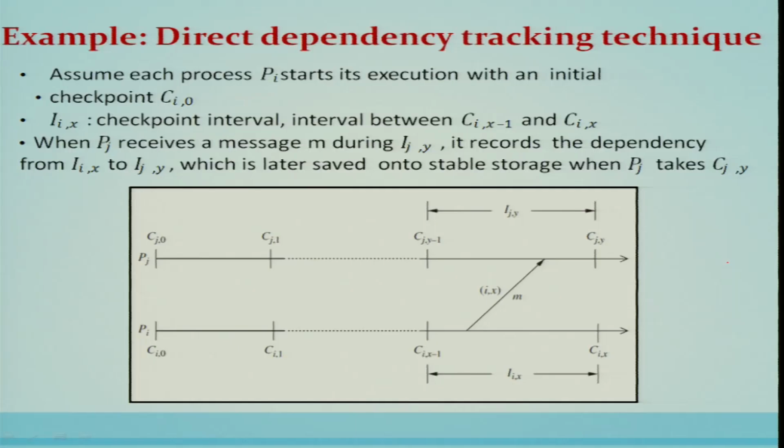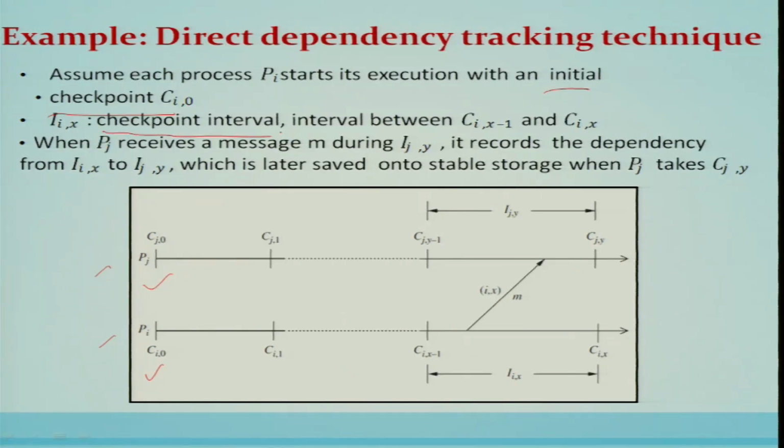Now, how this particular dependency is to be tracked, we can see in this illustrative example. Direct dependency tracking technique: assume each process Pi starts its execution with an initial checkpoint Ci0, here Ci0 and Cj0. This is the initial checkpoint of each process. There are only two processes in this example in the system, so they will take the initial checkpoints. Then we are going to define a checkpoint interval.